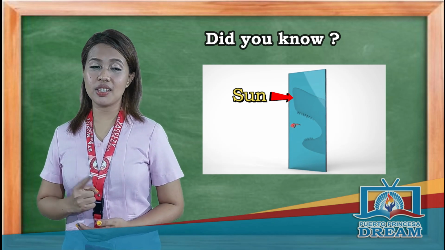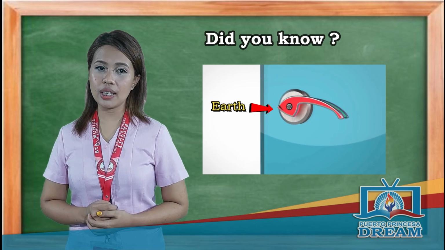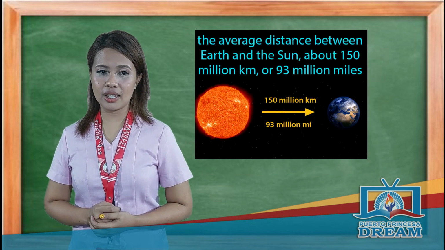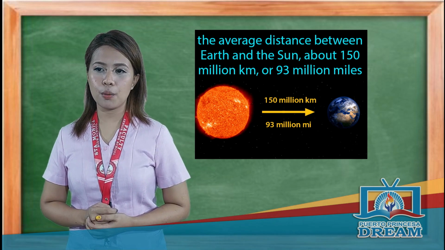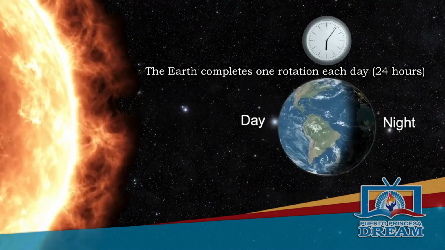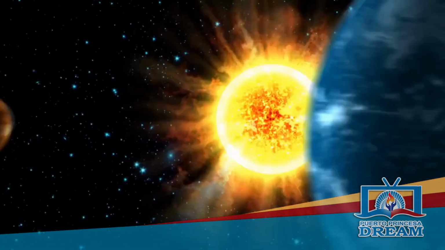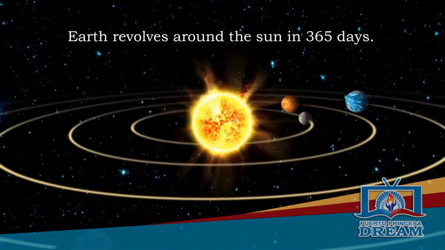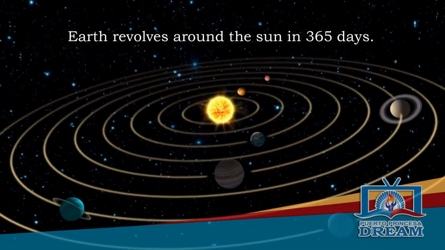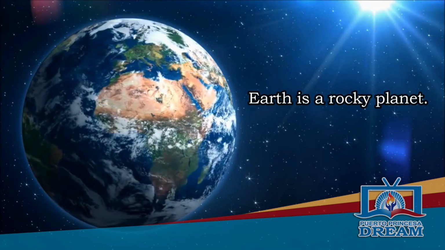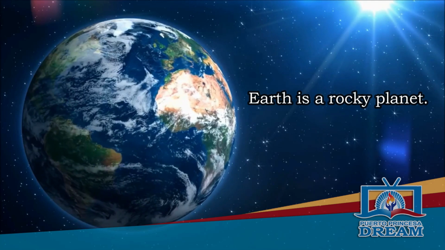Did you know that if the Sun were as tall as a typical front door, Earth would be the size of a nickel door handle? Earth is the third planet from the Sun at about 93 million miles or 150 million kilometers. A day on Earth is 24 hours. Earth makes a complete orbit around the Sun, or a year in Earth time, in about 365 days. It is a rocky planet with a solid and dynamic surface of mountains, canyons, plains, and more.